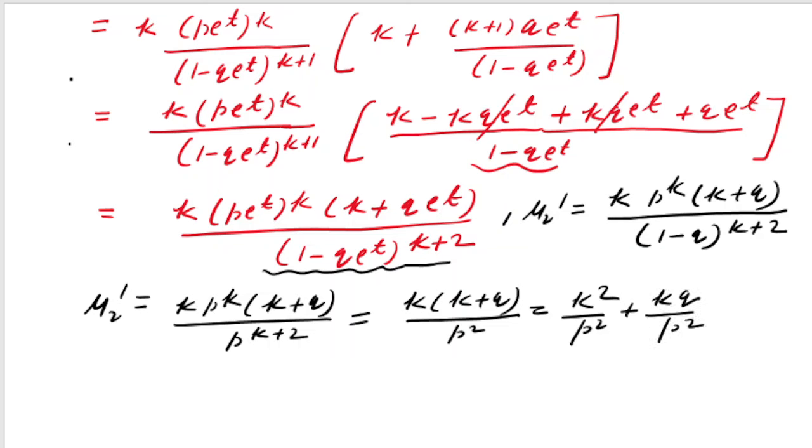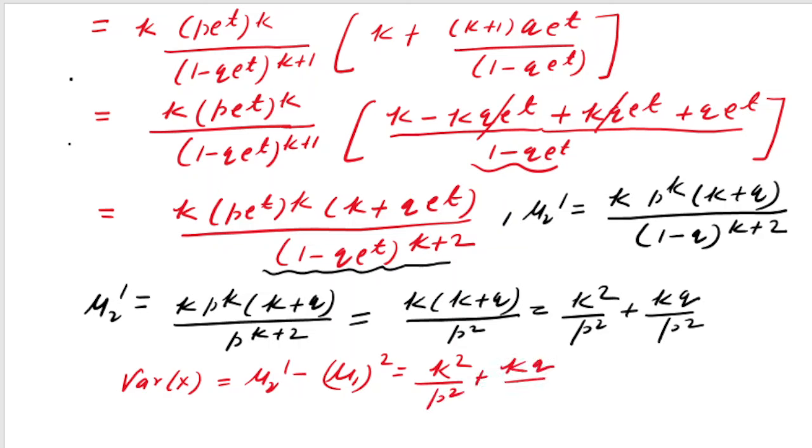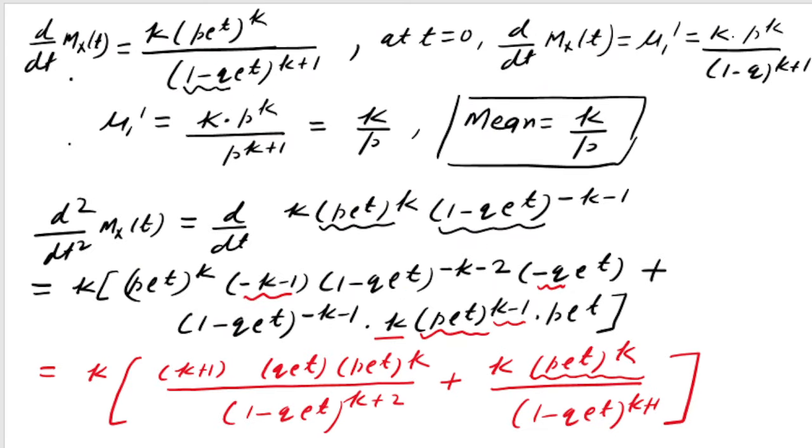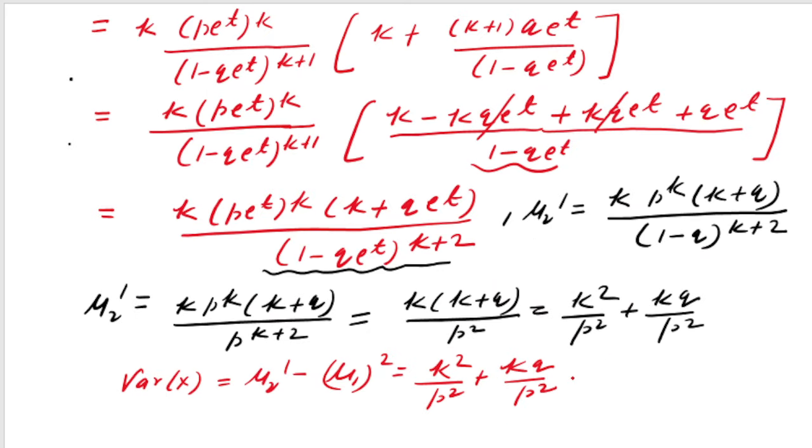After a long and very difficult computation, we have arrived here. So now let me calculate the variance of x, that is mu2 dash minus mu1 dash whole square. So mu2 dash we have got k square by p square plus k into q by p square, and mu1 dash we got k by p, so its square will be k square by p square, subtracted. So we cancel this term and this term, and we get k into q by p square.